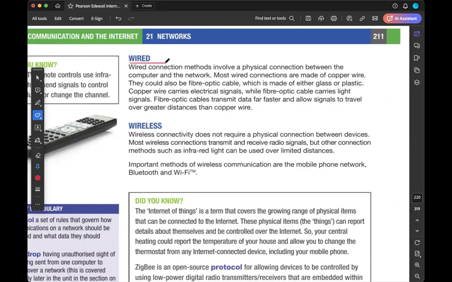It's very simple. If the computers are connected with the help of a wire, either a copper wire or fiber optic wire, that type of network is called wired. Fiber optic cable is made up of either glass or plastic, and copper wire carries electric signals, while fiber optic carries light signals.